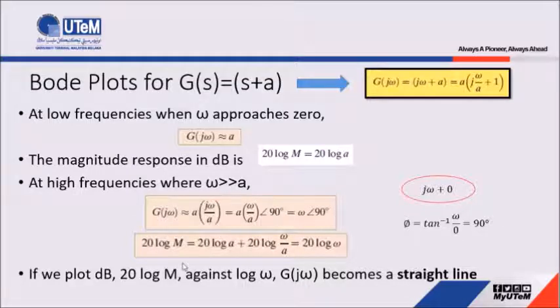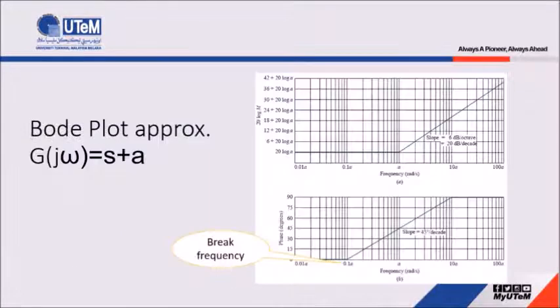So the magnitude response in dB becomes 20 log a, which refers to the low frequency of this response, plus 20 log omega over a, which refers to the high frequency of this response. And then we can simplify this equation to become 20 log omega. So if we plot the dB, 20 log M, against log omega, G(jω) becomes a straight line. This is the Bode plot that we can draw based on the derivation that we have done.